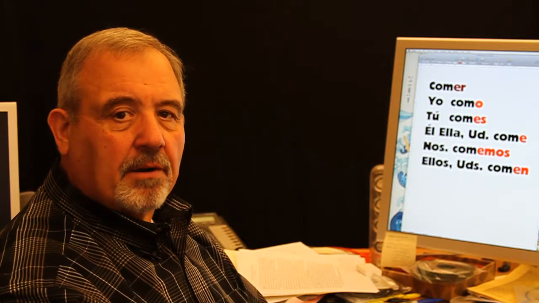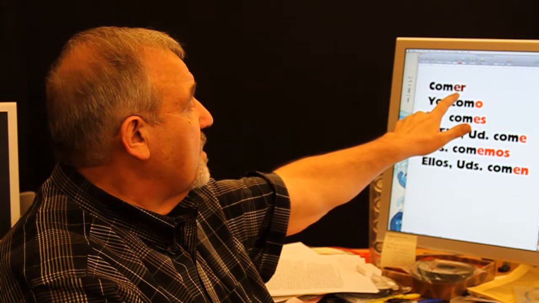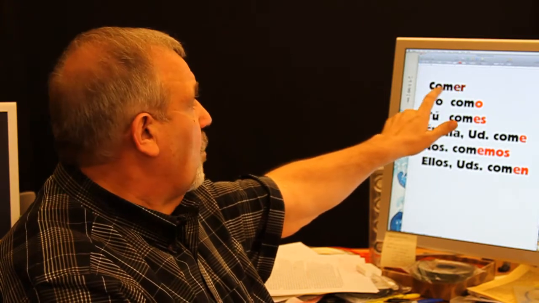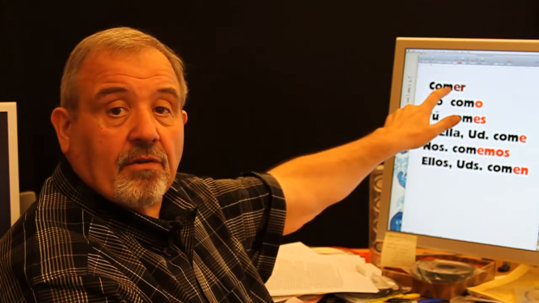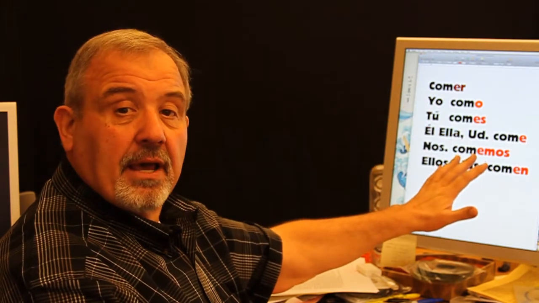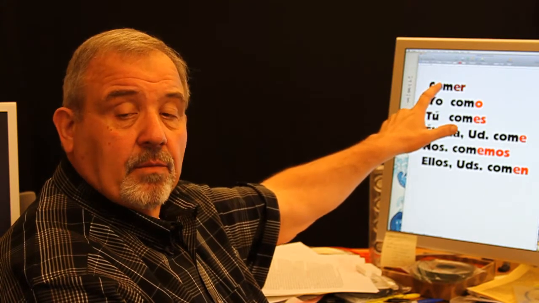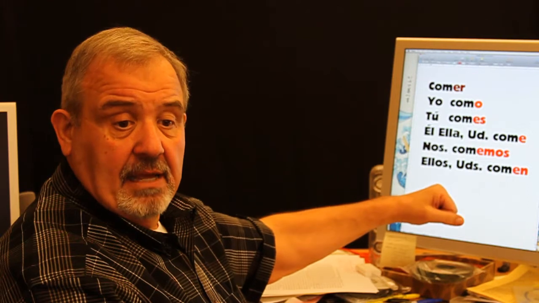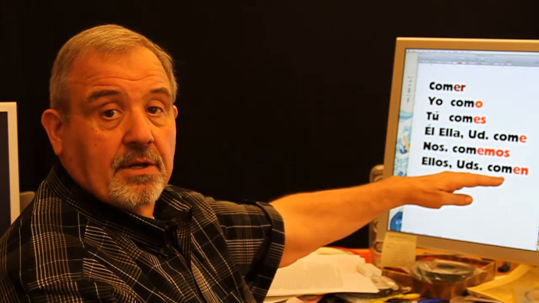Now let's look at ER. You'll notice I have the verb comer, which means to eat. It, of course, ends in ER, tells us it's an infinitive, the to form of a verb. We have, again, an ending ER, and we have the stem of the verb, what's left over. That's COM in this case. And we do exactly like we did with the AR verbs. In fact, if you memorize the AR conjugations, think about everywhere there's an A, you just replace it with an E, and that is the ER verb conjugations.